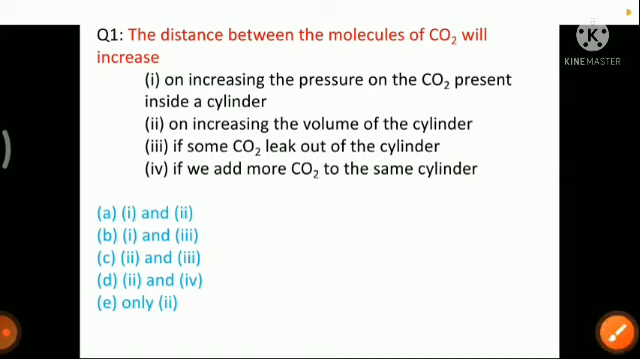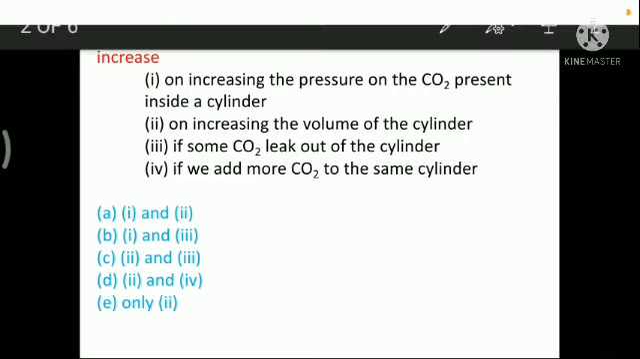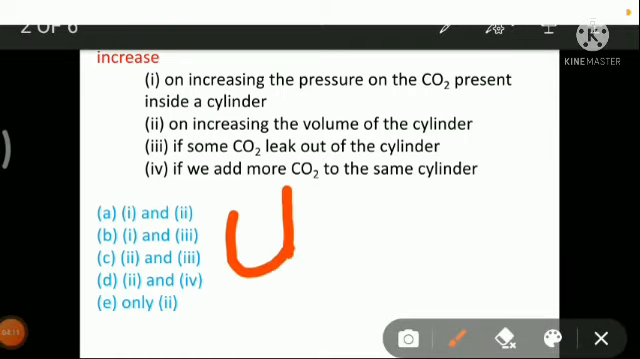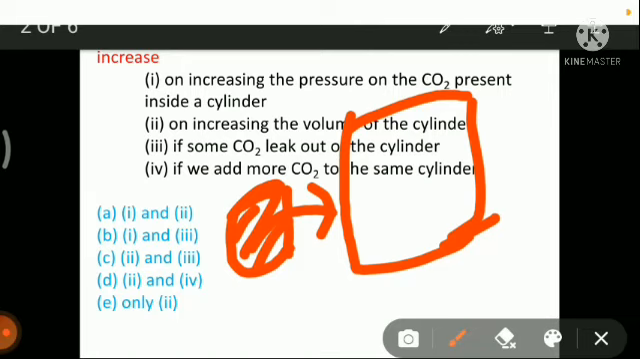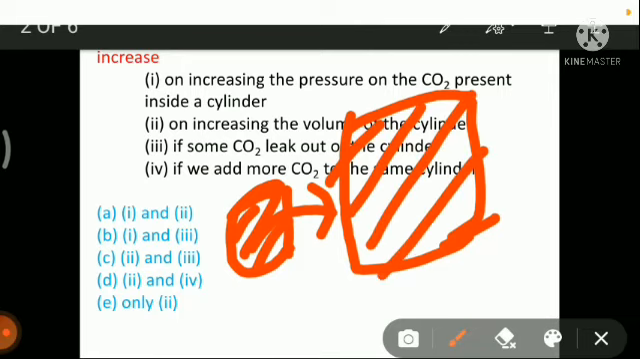So now let us look at number 2, on increasing the volume of the cylinder. That means if we increase the size of the cylinder, then its volume will increase. So when volume will increase, now see, if we are using a small container and it is filled with gas, and the same amount of gas is used in a large container, what will happen? We all know that gases completely fill the volume of the container in which they are kept. So if this container has this much gas, and the same amount of gas is transferred to this cylinder, then it will occupy this much volume.